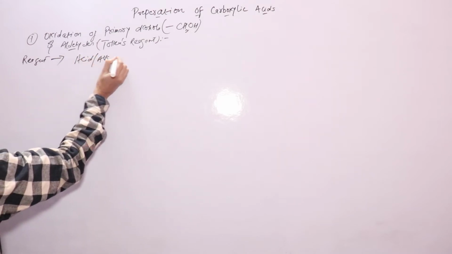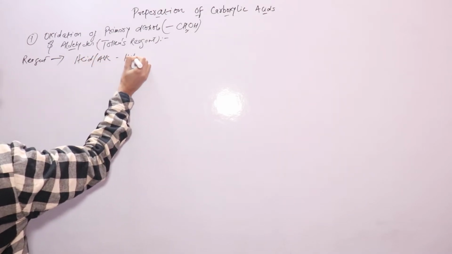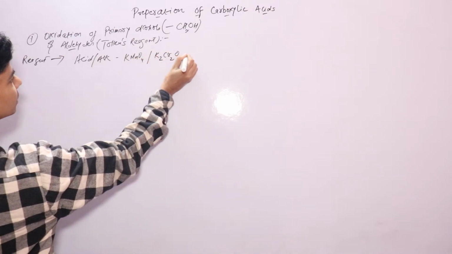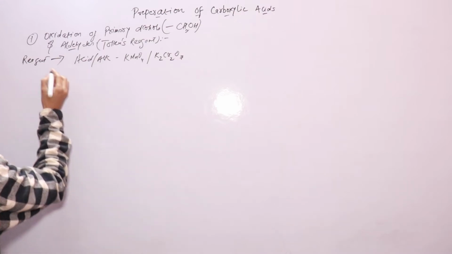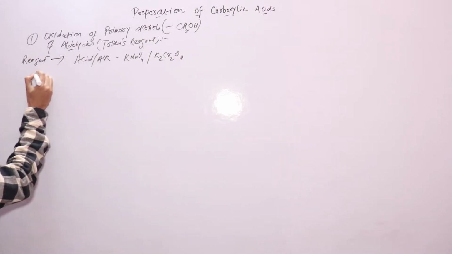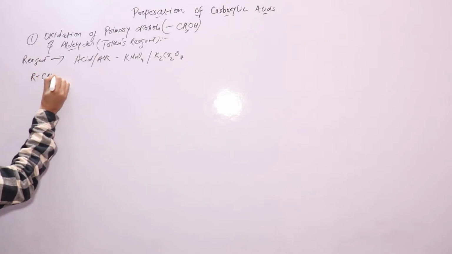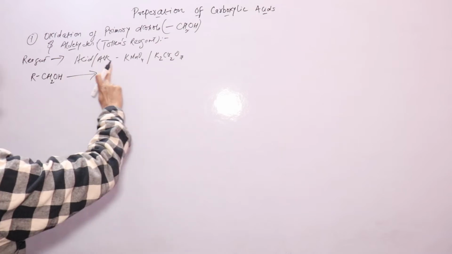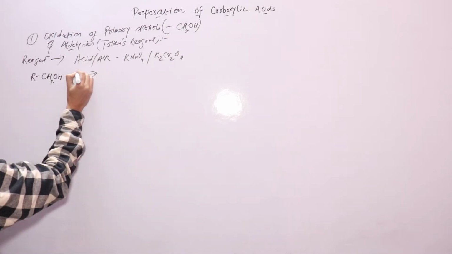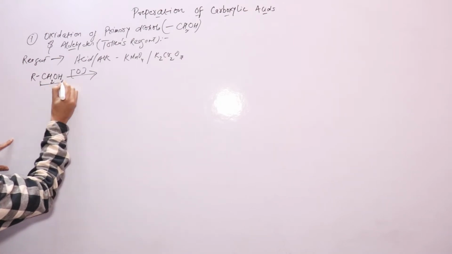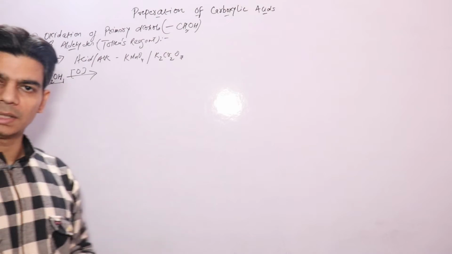And the reagent that we would be using in this reaction would be acidified or alkaline KMnO4 or K2Cr2O7, potassium dichromate. Let's look into the reaction quickly. Let's take an example of any generic primary alcohol, in the presence of acidified or alkaline KMnO4 or K2Cr2O7.